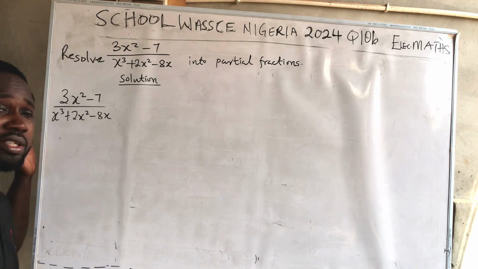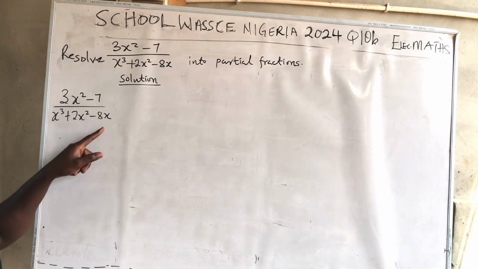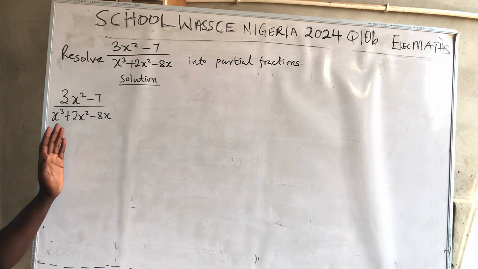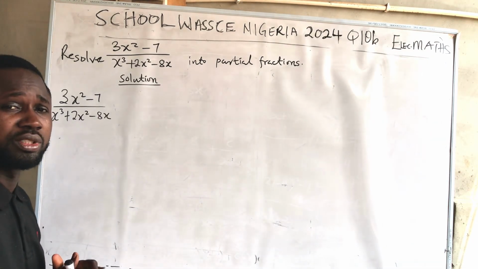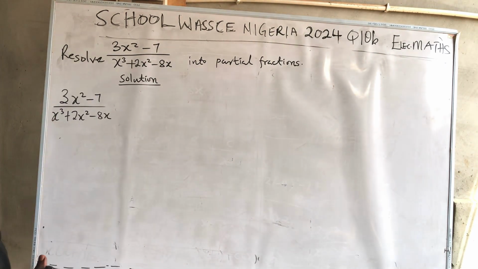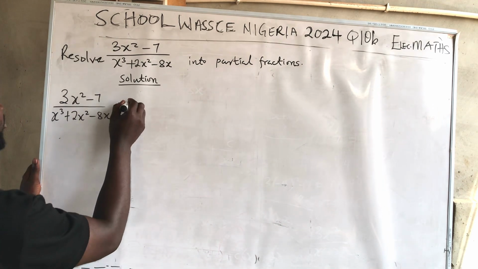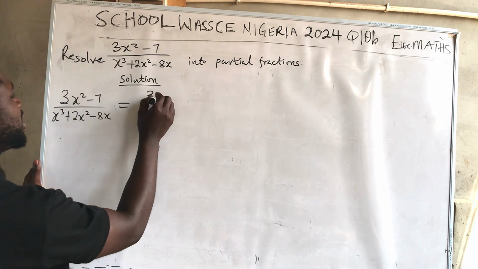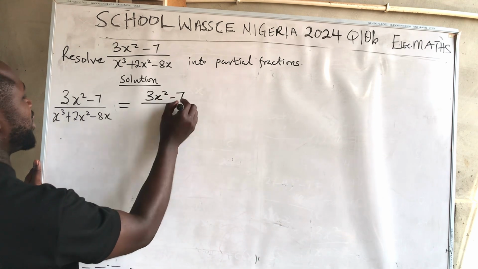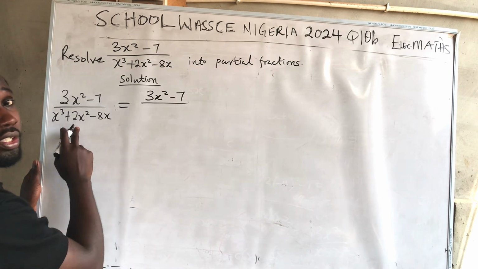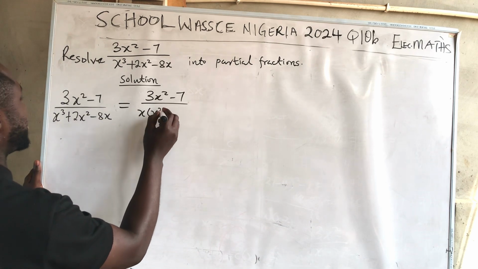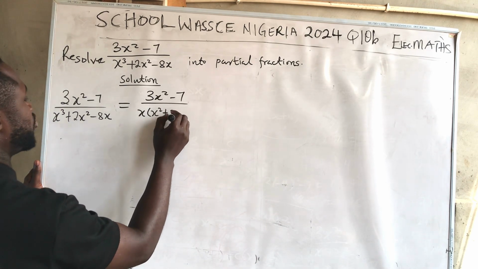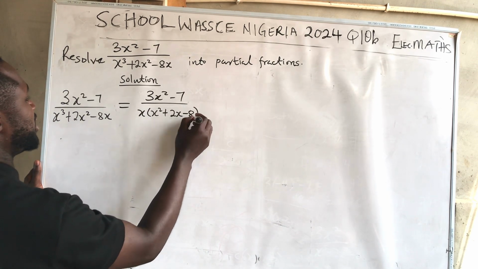Before resolving the partial fraction, you have to factorize the denominator to see which type of partial fraction you are going to resolve to. So first of all, we are going to factorize the denominator. So you have 3s squared minus 7 divided by, so what can we factorize out? You can factorize s out here, so that I have s squared plus 2s minus 8.